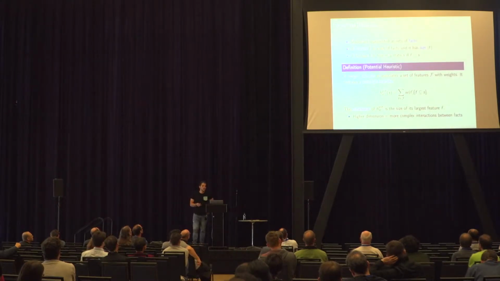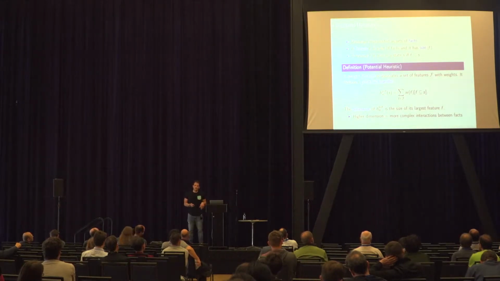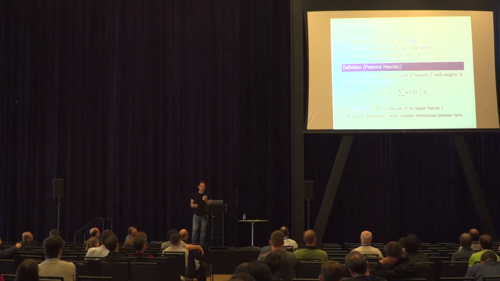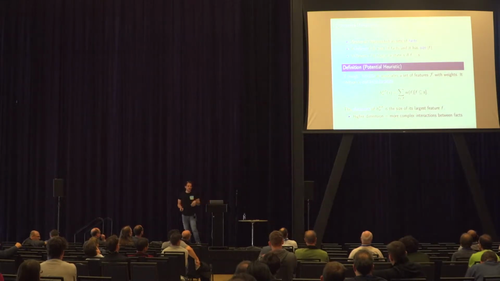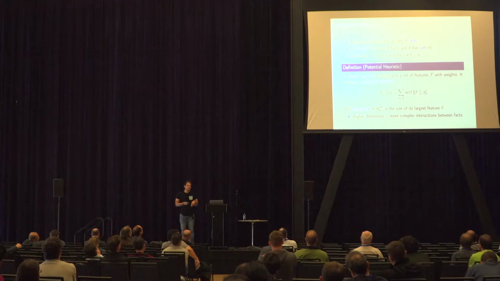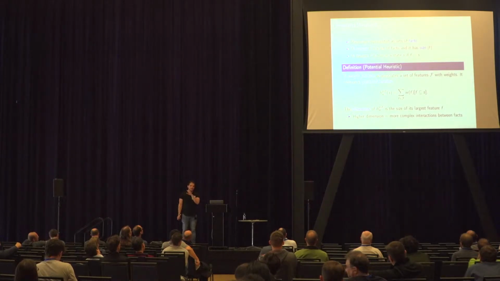So a bit of background, we are using factored state representation, so states are sets of facts, and we also consider that features are also sets of facts. So we say that a feature is true in a state if it's a subset of the state. So intuitively, a feature basically talks about the interaction of facts in this task. And from this definition, we can also define what we call a potential heuristic. So in a potential heuristic, we have a weight function and a set of features. And what it basically does is associate this weight function to each feature.